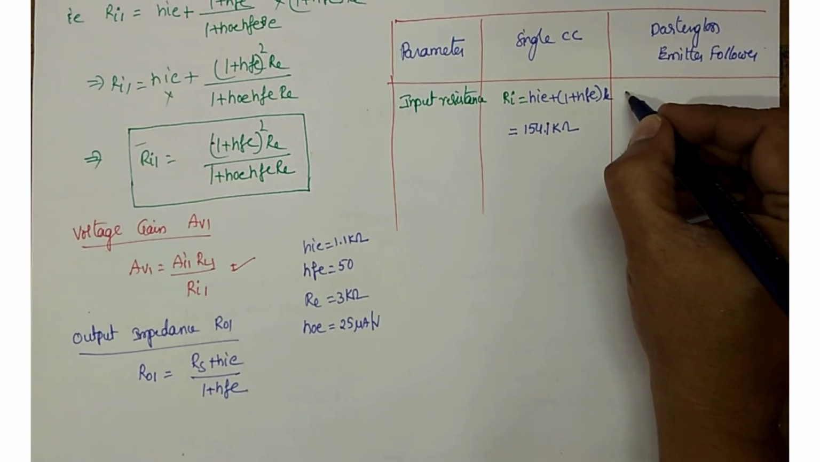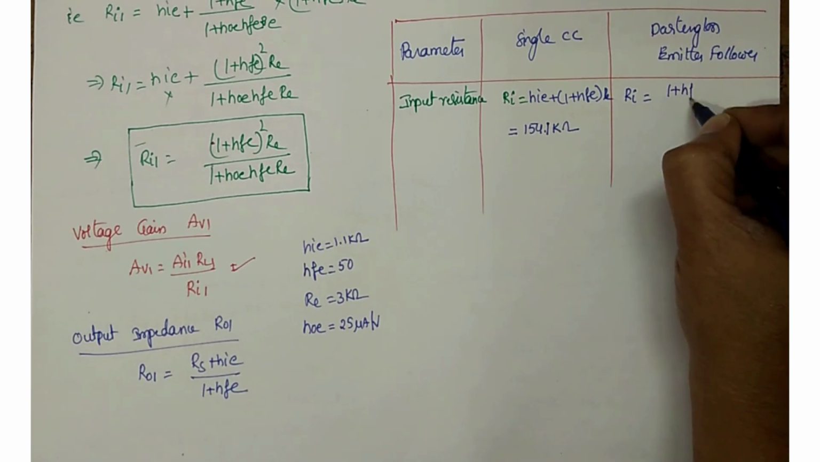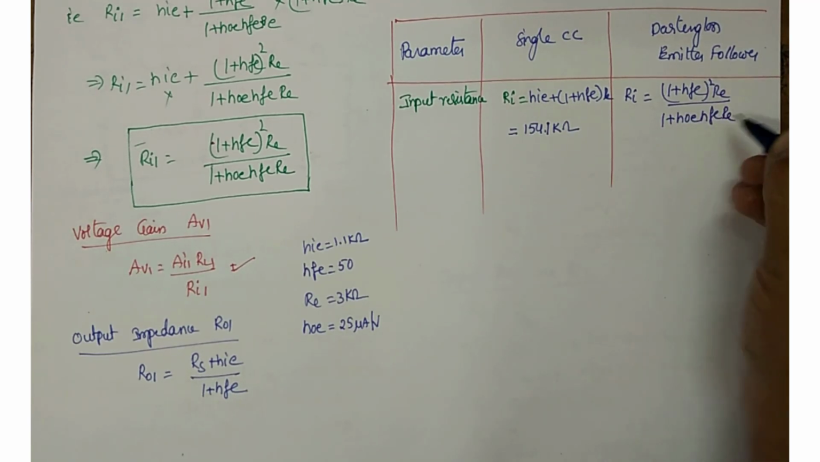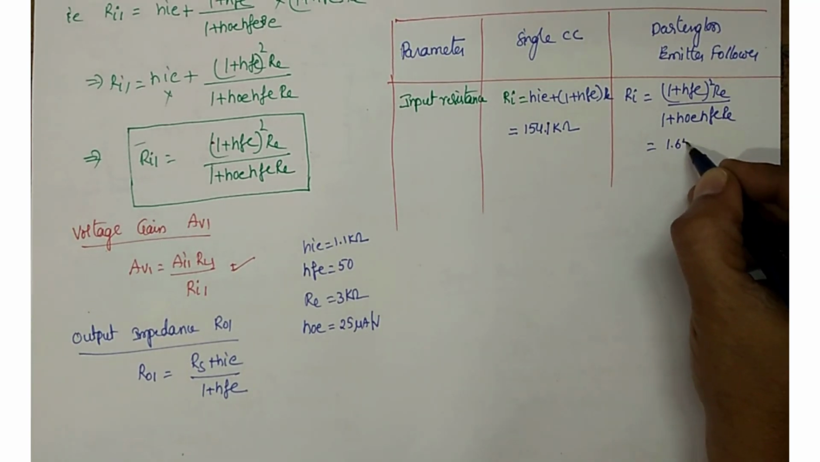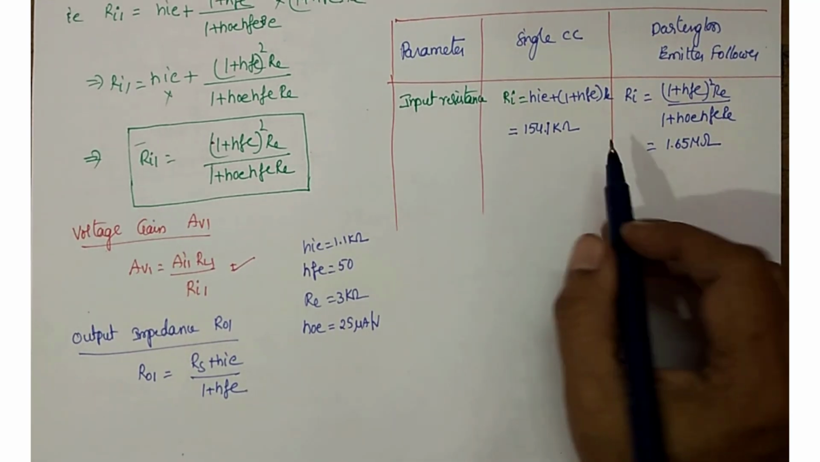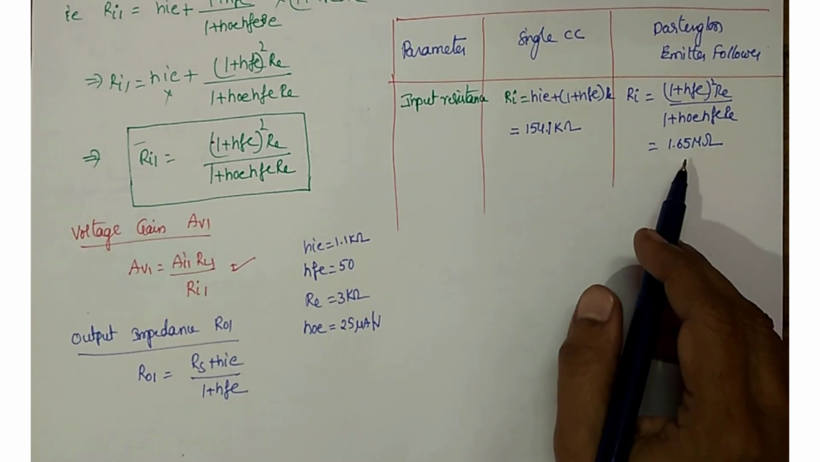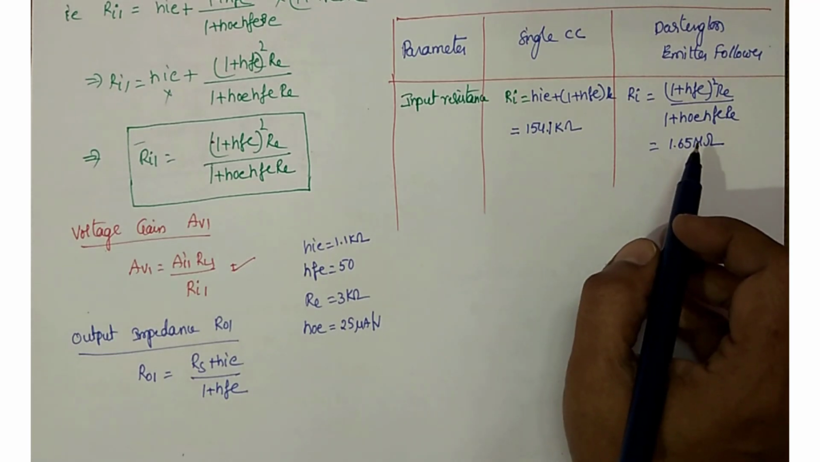But for this Darlington emitter follower, what is Ri? This is Ri: (1 plus HFE) whole square into RE by 1 plus HOE HFE RE. Keep all these values and you will get 1.65 mega ohm. Compared to this, it is approximately 10 times higher. Compared to the single CC, the Darlington emitter follower circuit has 10 times more input impedance.